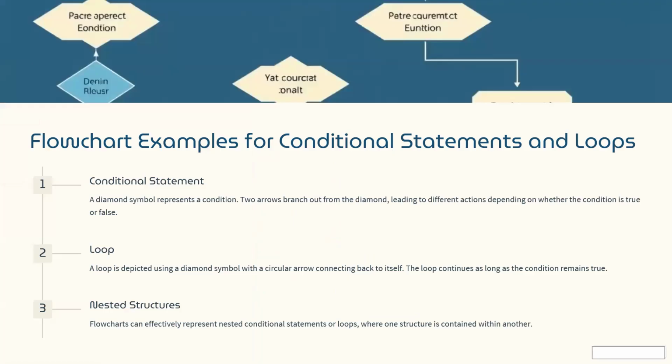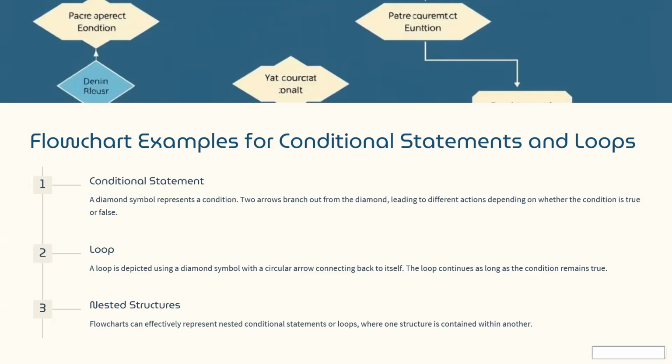So the next thing is the flowchart example, for the conditional statement and loop. For the conditional statement, we have a diamond. A diamond symbol represents a condition. Two arrows branch out from the diamond, leading to different actions depending on whether the condition is true or false.